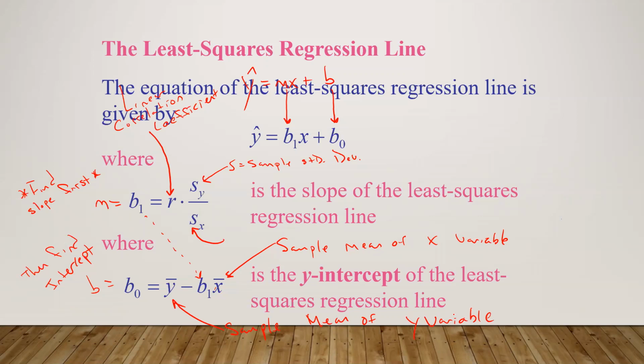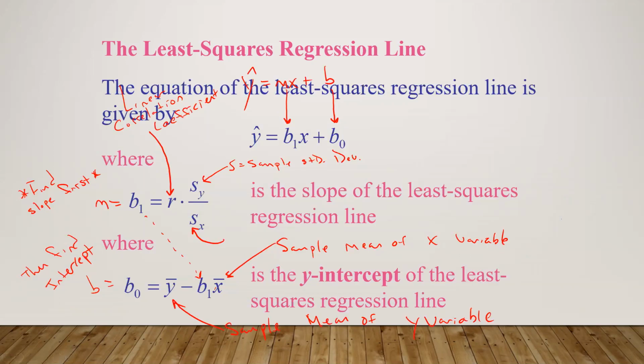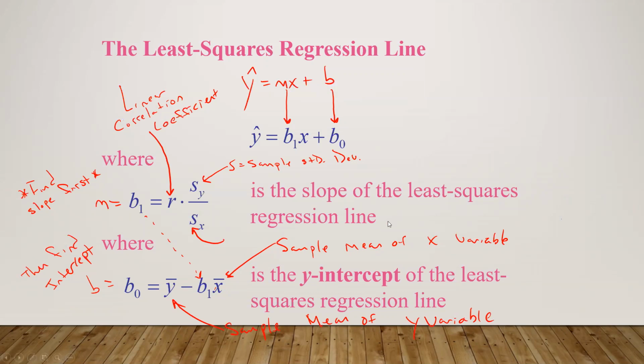So I'm going to go through this again real quick. X bar is the sample mean and S sub X is the sample standard deviation of the explanatory variable X. And Y bar is the sample mean and S sub Y is the sample standard deviation of the Y variable. Okay. So here's what we're going to do. We're going to end class with this, okay, because we got 15 minutes left.